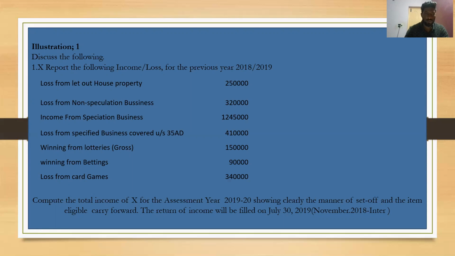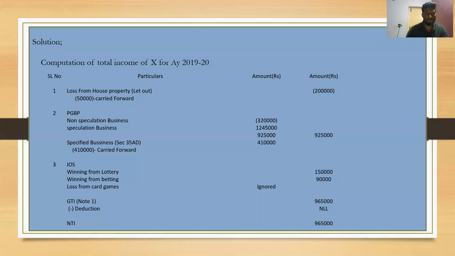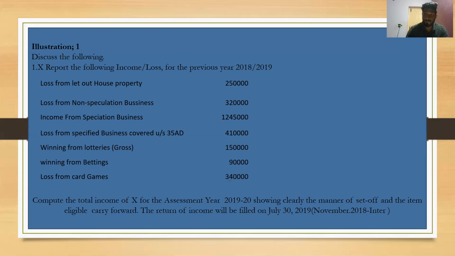So we need to know the five heads of income. I already told you in the theoretical concept. We'll go through the heads of income. The first one is income from salary, where we won't get losses. The next one is income from house property. We will see whether we are getting a loss or income in house property. So we are getting a loss from let out house property of 2,50,000.